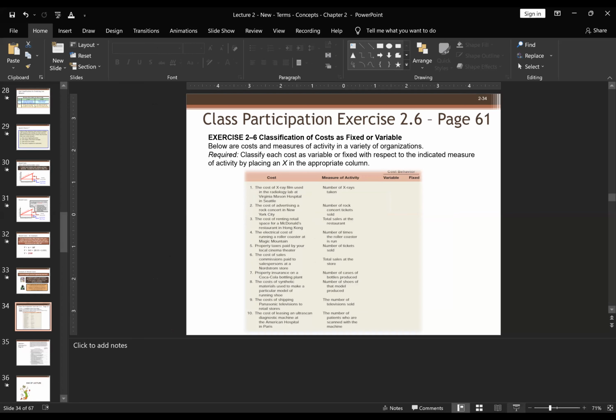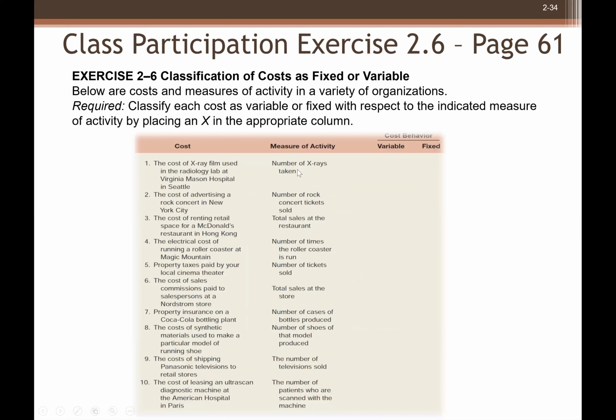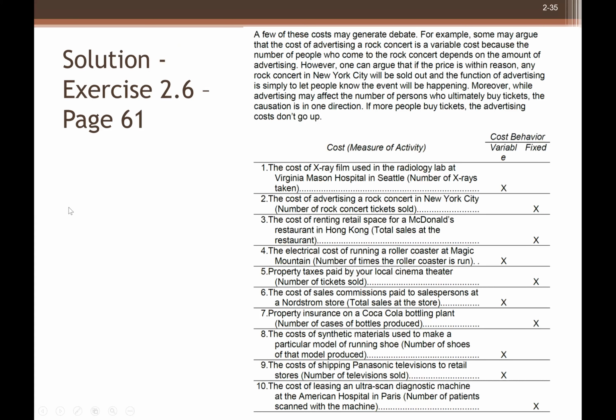Okay, let's match your answers here. Below are the costs and measures of activity in a variety of organizations. Classify each cost as variable or fixed with respect to its indicated measure of activity by placing an X in the appropriate column. You see here, are you seeing this slide? Yeah. Okay. Here we go, the answer here. First one is variable. If you have any question, please do ask. First one is variable. Second one is fixed.